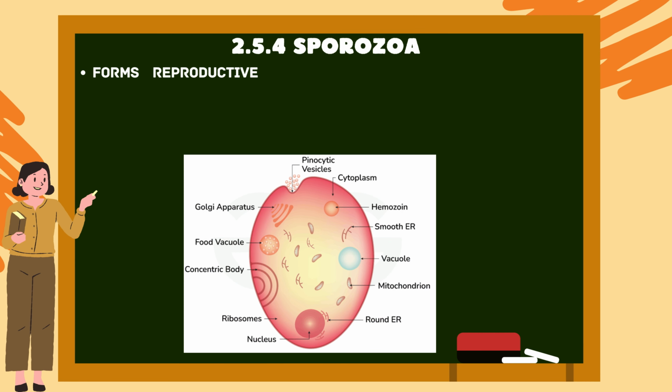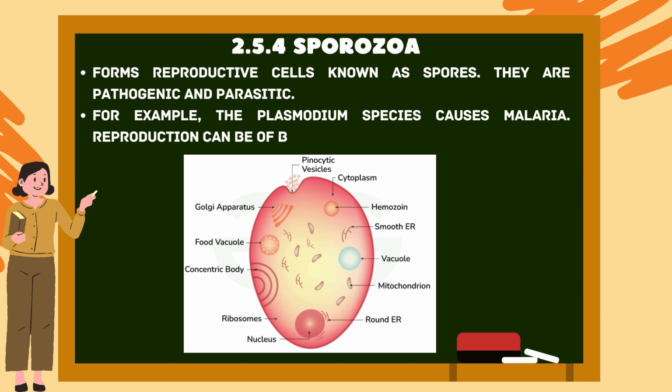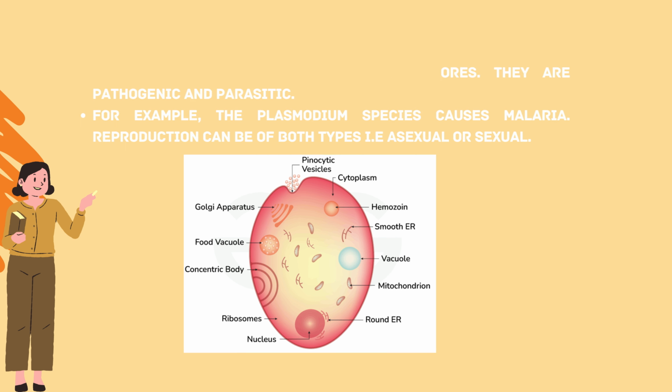Sporozoa form reproductive cells known as spores. They are pathogenic and parasitic. For example, Plasmodium species causes malaria. Reproduction can be both asexual and sexual.